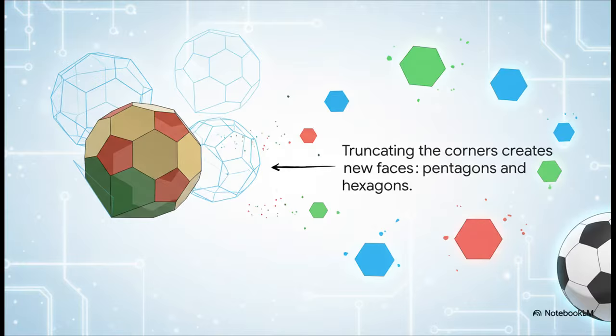All right, this next step is absolutely crucial. Imagine you take that icosahedron and you just slice off each of the 12 corners, the vertices. When you do that, you reveal brand new faces. This whole process is called truncation. And what do you know? It creates that classic pattern of pentagons and hexagons that we all know from a soccer ball.